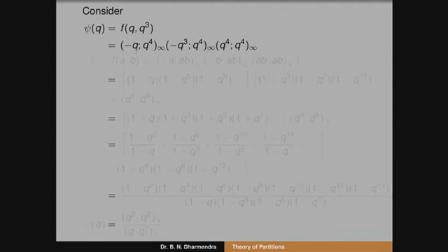And the terms are: the first term is minus q to the power of 4 infinity, into minus q cube to the power of 4 infinity, into q to the power of 4 to the power of 4 infinity, by using Ramanujan's theta function, the Jacobi triple product identity. Now we can expand the first term, that is minus q to the power of 4 infinity and minus q to the power of 4 infinity, by using the q-shifted factorial.